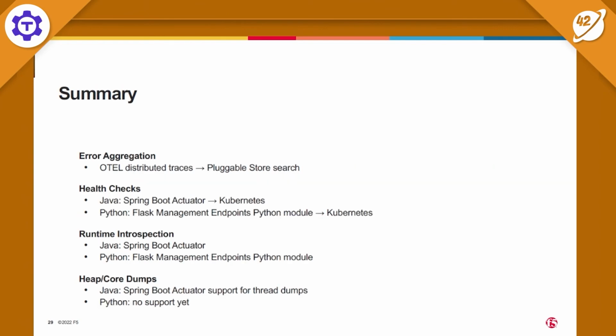So our summary continues with things I didn't cover here: error aggregation, where we used OTel to distribute traces. For health checks, we have Spring Boot Actuator to Kubernetes, and Python Flask management endpoints fed into Kubernetes. Introspection, again, Spring and Python had the ability to allow us to do introspection. And then with heap and core dumps, Java Spring Boot Actuator let us have thread dumps. And right now we do not have support for this in Python.